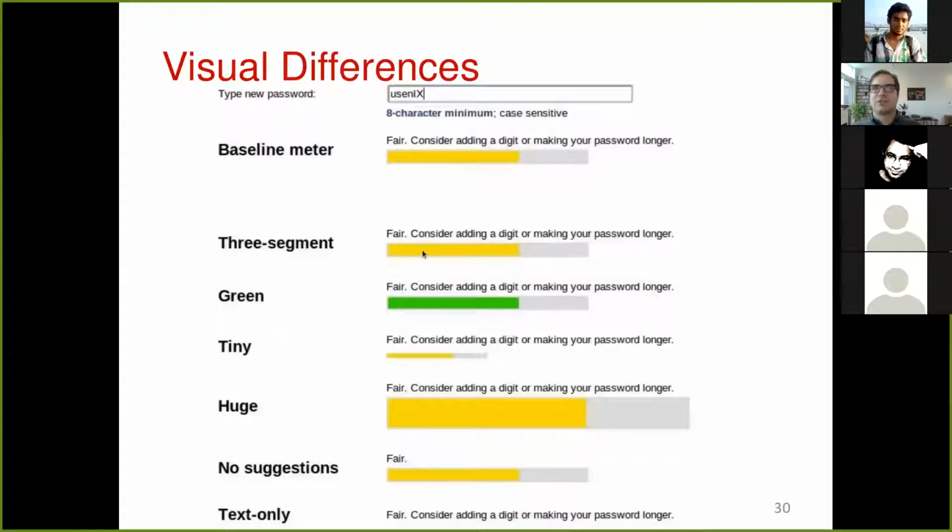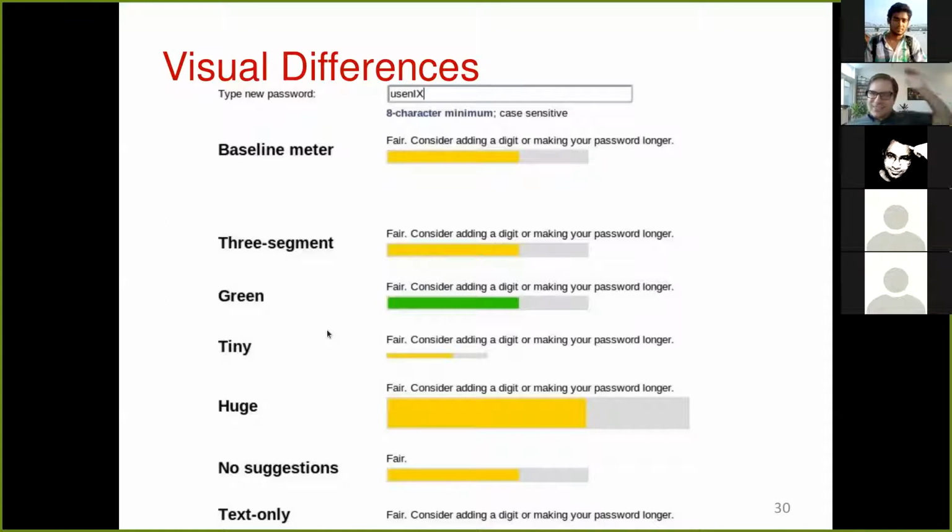We said, let's try having it be the same color all the time rather than changing colors from red to green as it got stronger. Let's try making a really tiny password meter, which was actually inspired by Google's password meter at the time. Then we said, okay, let's try making it really, really big. If people aren't paying enough attention, if it's gigantic, maybe they'll pay attention. We tried taking away, in our baseline meter, the suggestions: consider adding a digit or making your password longer. We tried taking those away. We tried keeping the text, but taking the bar away.